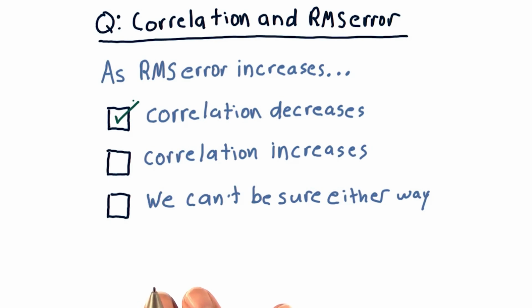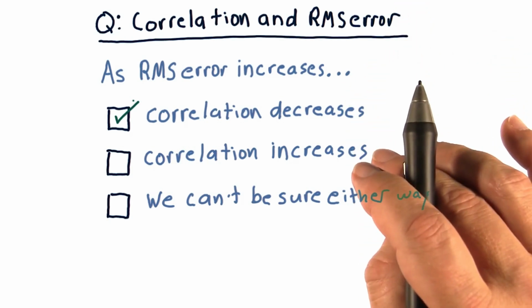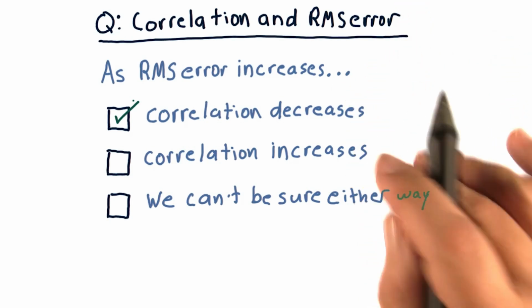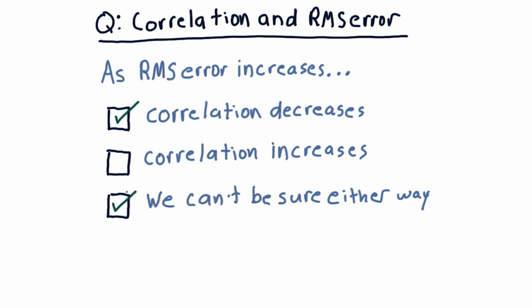But it is possible to construct examples where, as RMS error increases, correlation might increase. So I'd also let you have a correct if you checked we can't be sure either way.